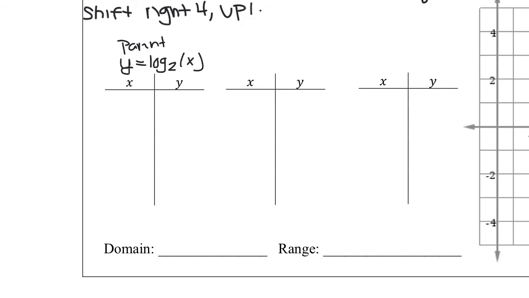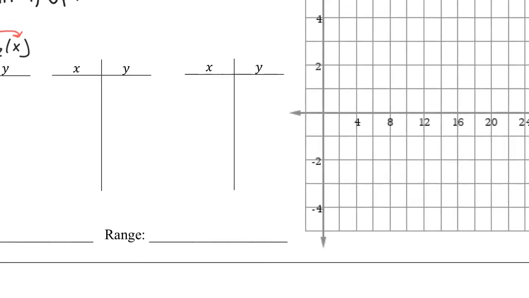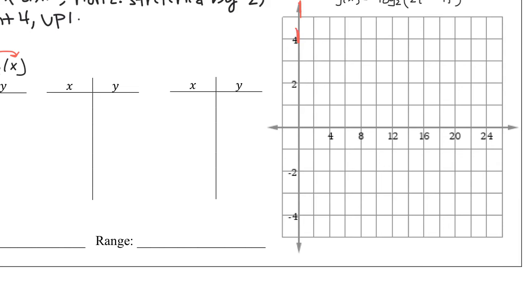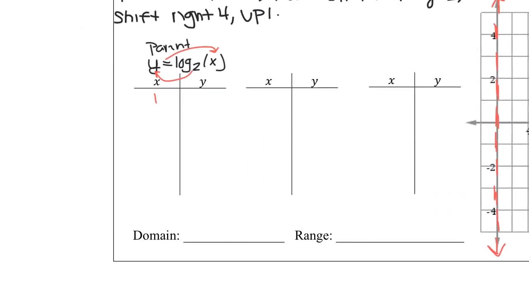So trying to find the parent function values for logs can be a little confusing. So remember how to make this into an exponential function. So this is 2 to the y will equal x. So I'm going to make my first x value a 1. The domain for logs is all the numbers greater than 0, because if we remember, logarithms have a vertical asymptote here on the y-axis, which means I'm not allowed to use an x value of 0. So the next one I can do is a 1.